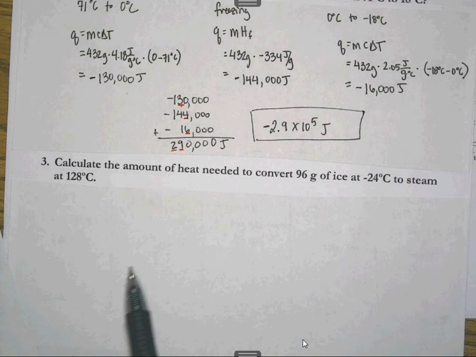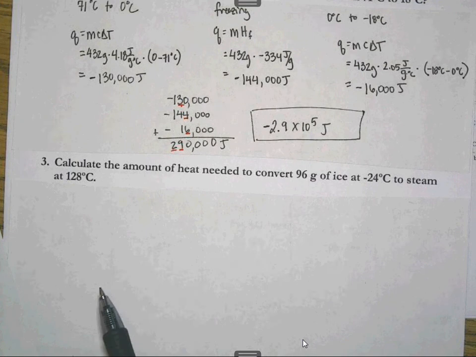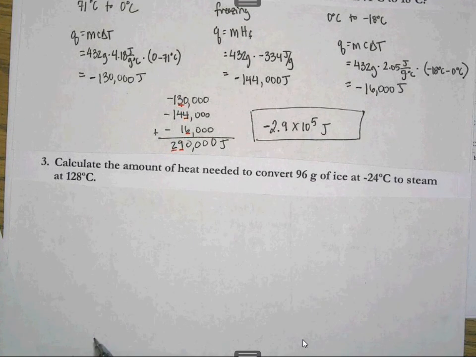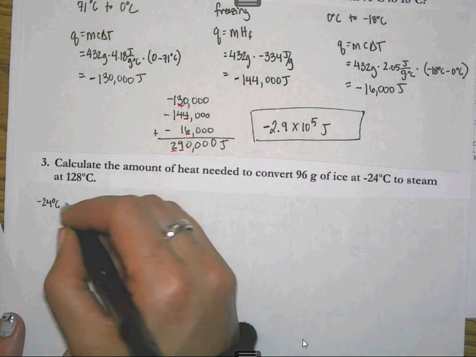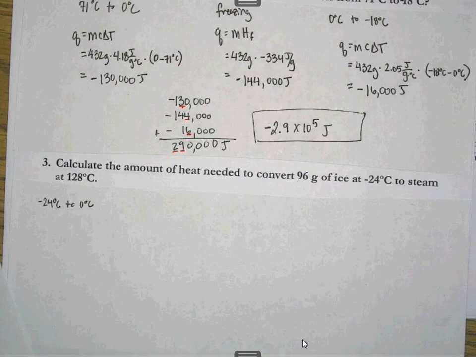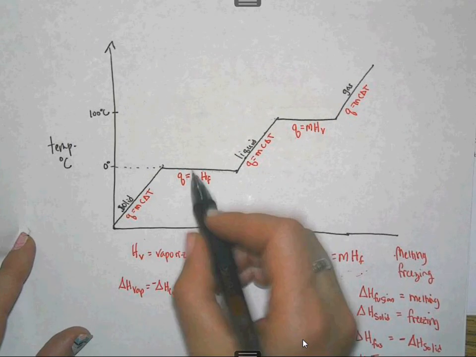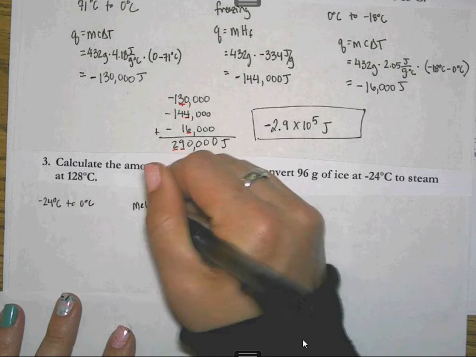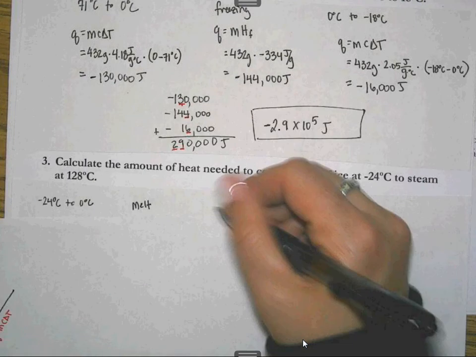For those of you who are sig fig challenged, I'm going to line them up with place values to do this. In order to calculate the total, I have to add them together. So that's negative 130,000 plus negative 144,000 plus negative 16,000 joules. Okay, so that's negative 290,000 joules. But the question is, where do I cut off my sig figs?